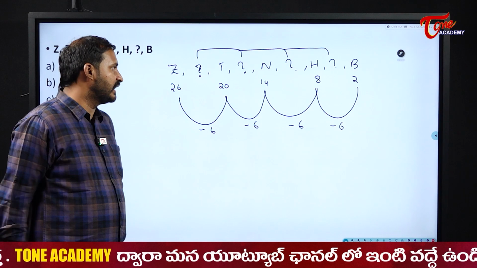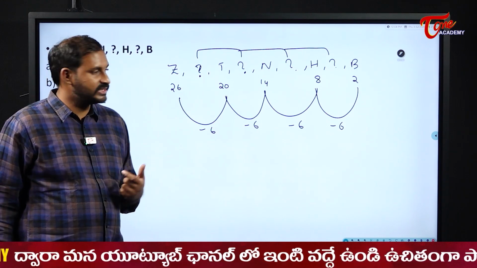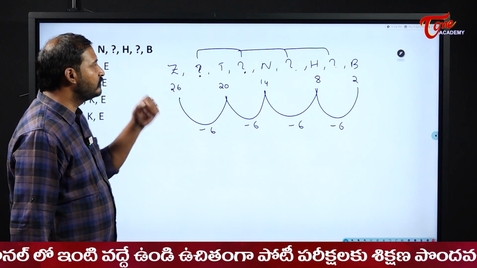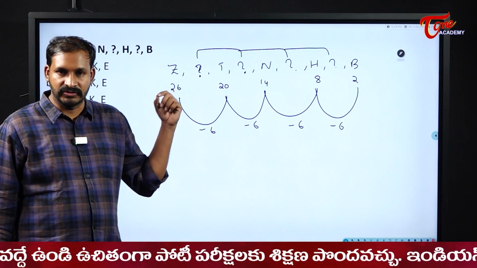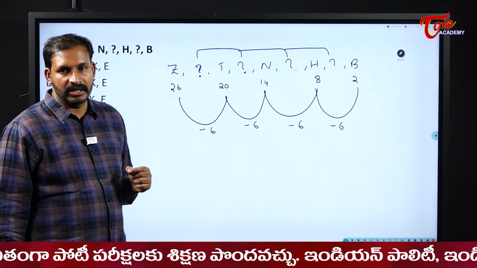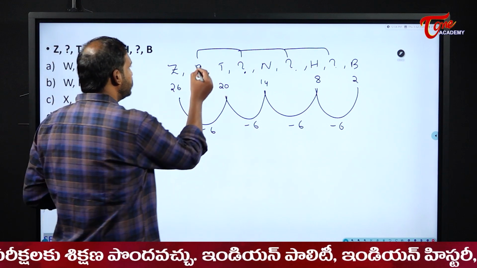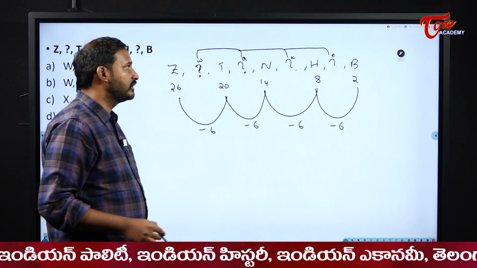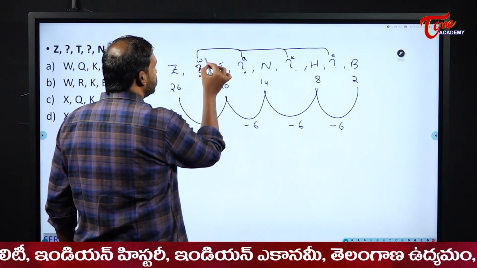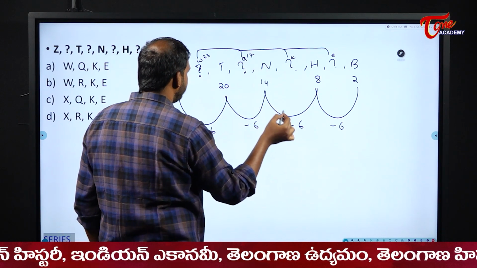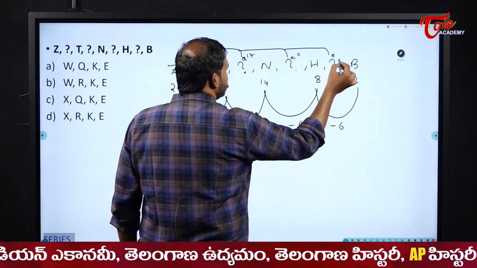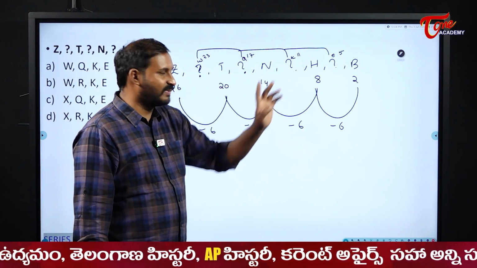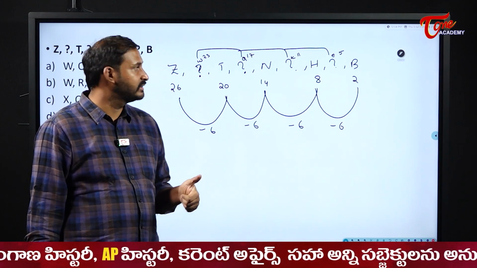So sir, what is the idea? This can be a mixed series. Yes, there is a chance. Or else the same series, there might be a difference. So what we should do in this type of question is option substitution. We should substitute the option and then verify it. The first option for me here is W, Q, K, E. If I put W, Q, K, E, what happens? W is 23rd, Q is 17th, K is 11th and E is 5th. Minus 6, minus 6, minus 6. Is it satisfying? Yes, it is satisfying.